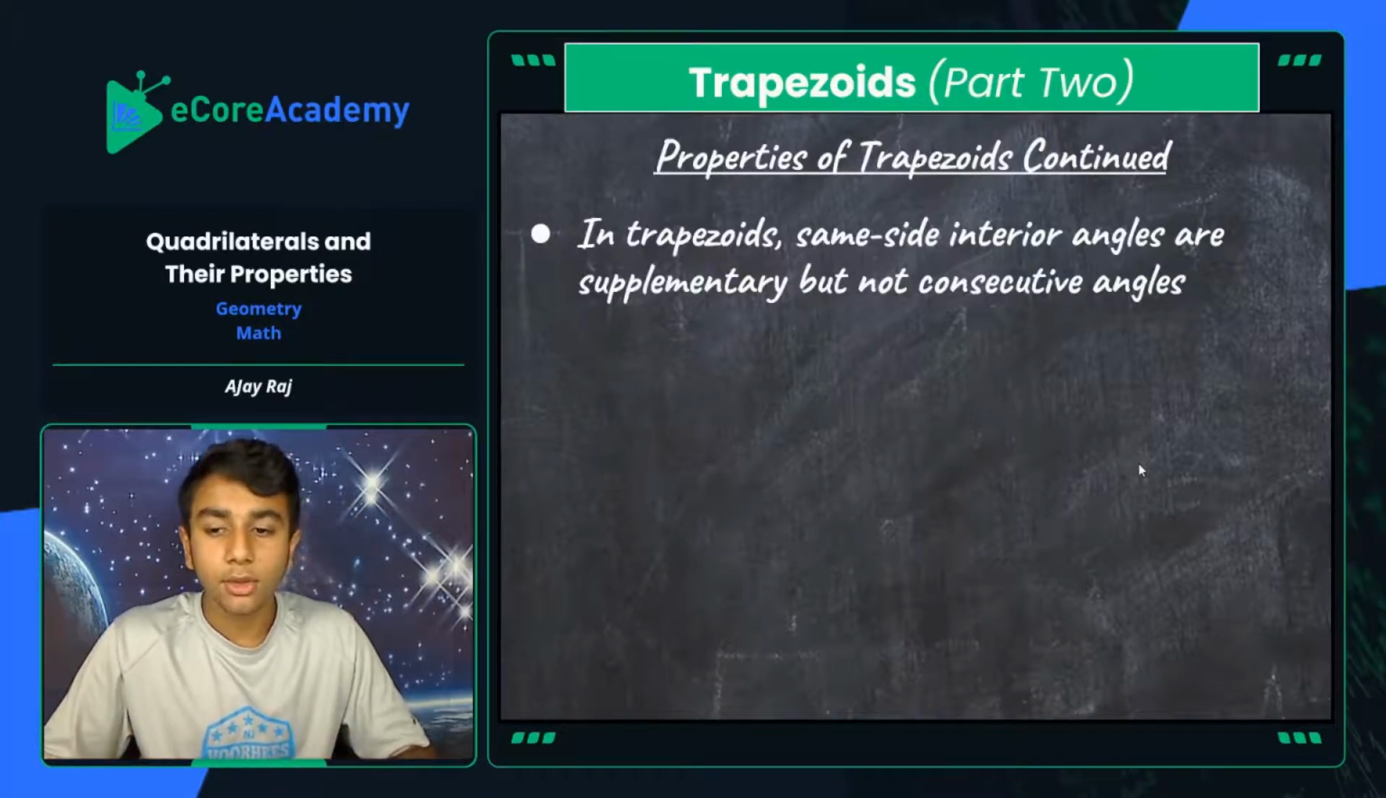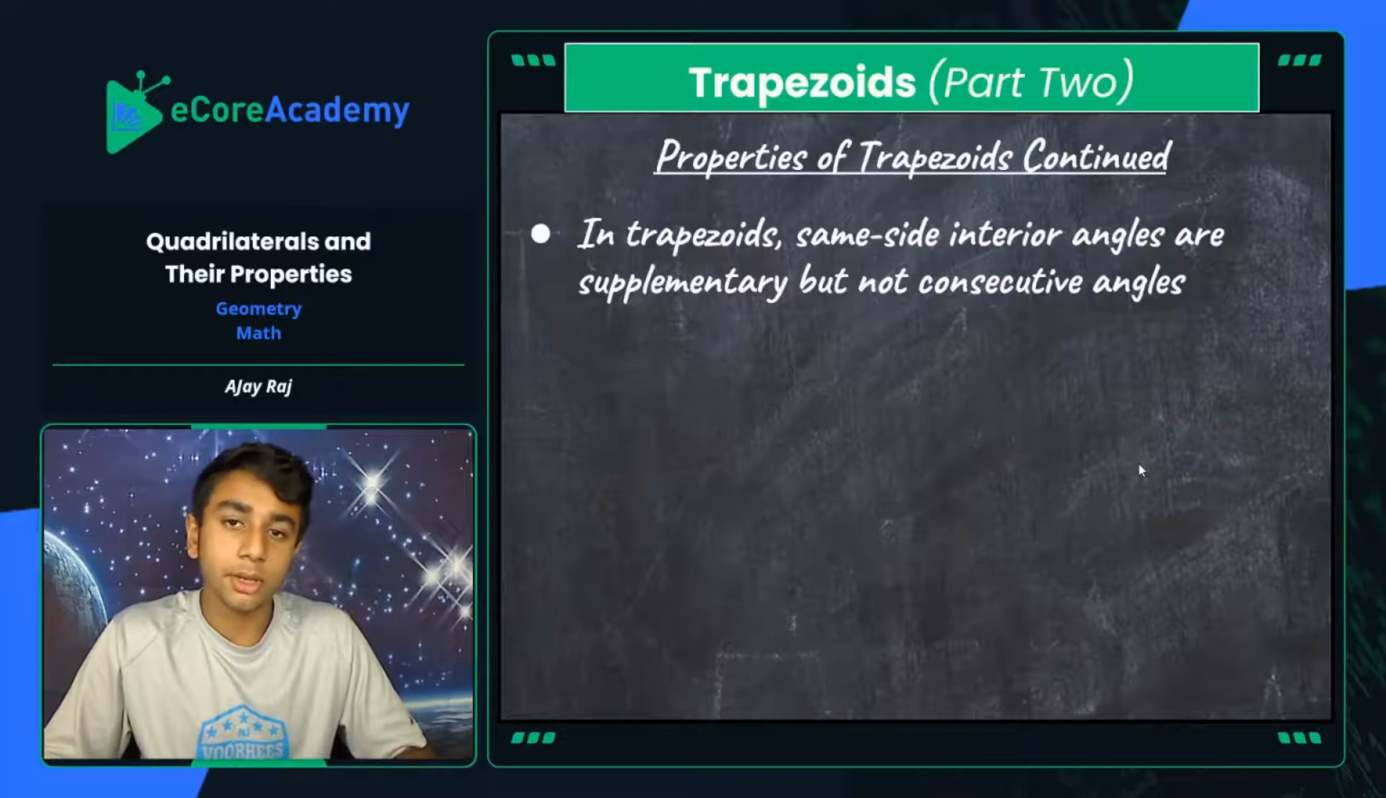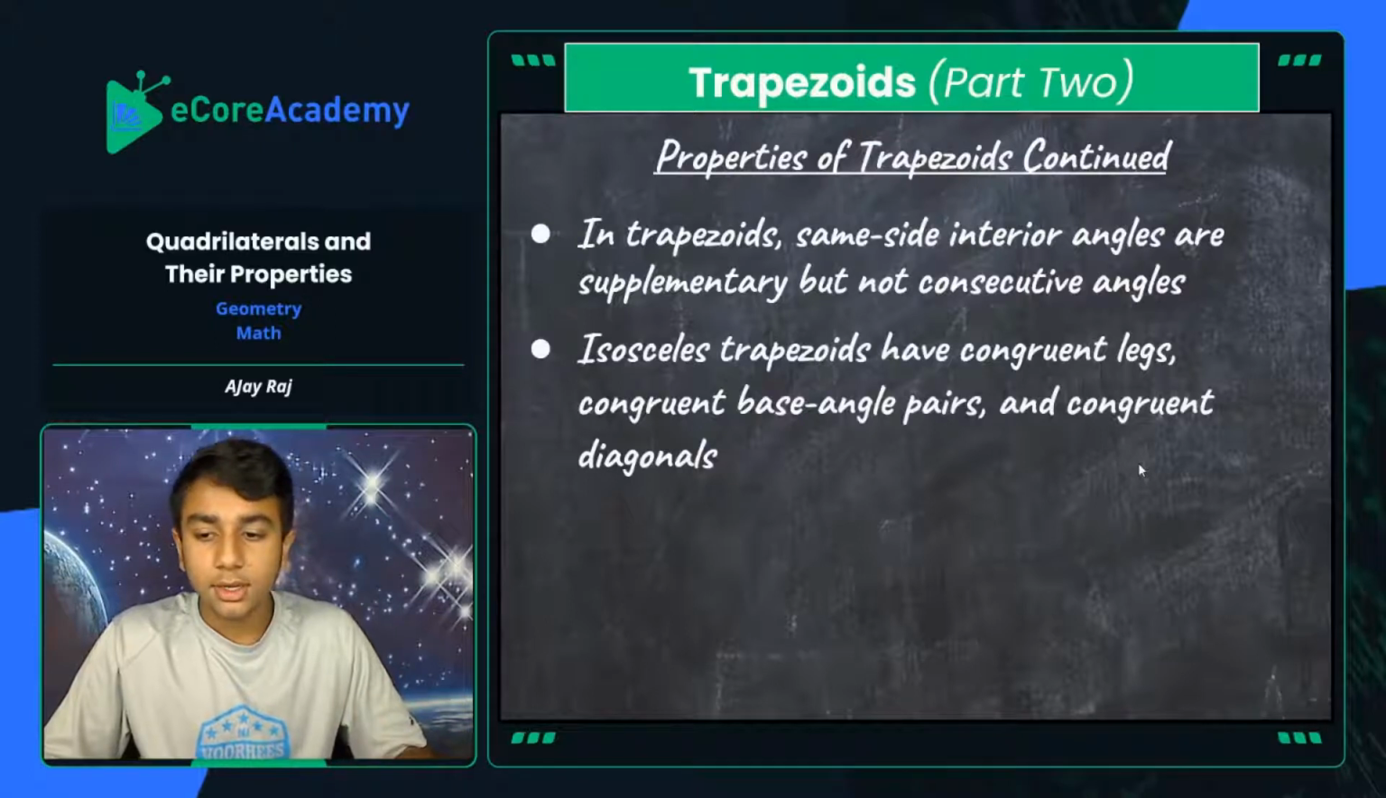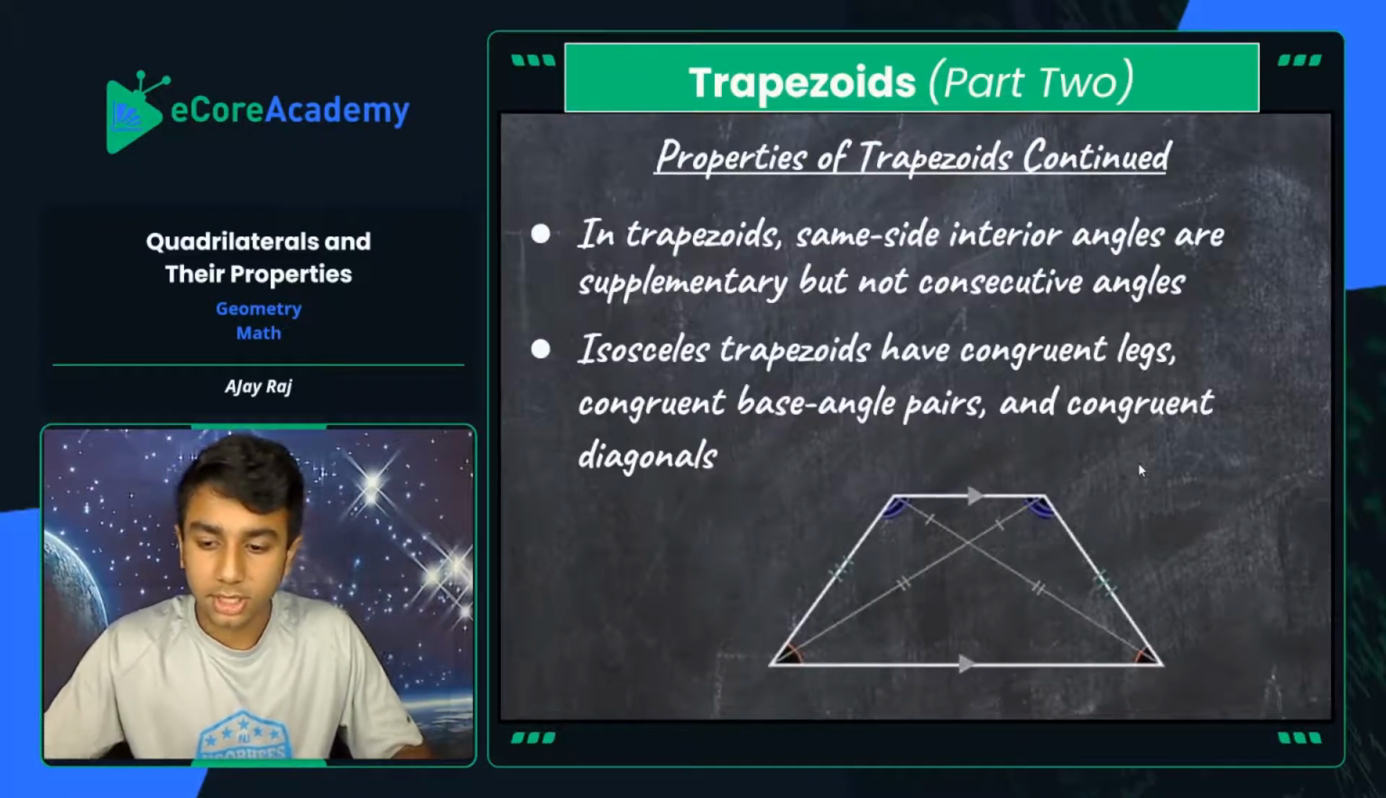Two angles that are on the same side of the interior of an intersecting line to two other lines that are parallel must be supplementary, which means two angles that add to 180 degrees. So it's saying same side interior angles are supplementary, but not consecutive angles, and I'll show you what that is with the diagram. Let's look at this diagram first of all.